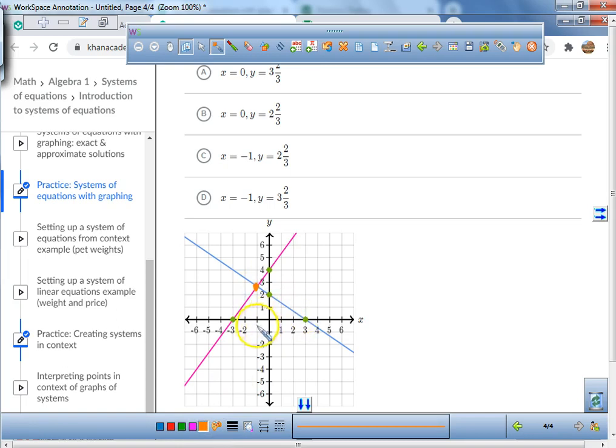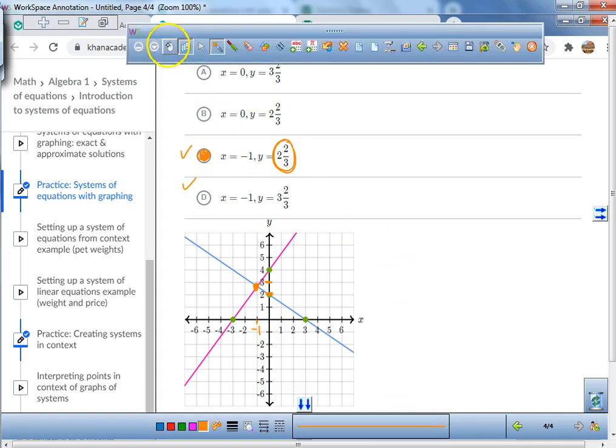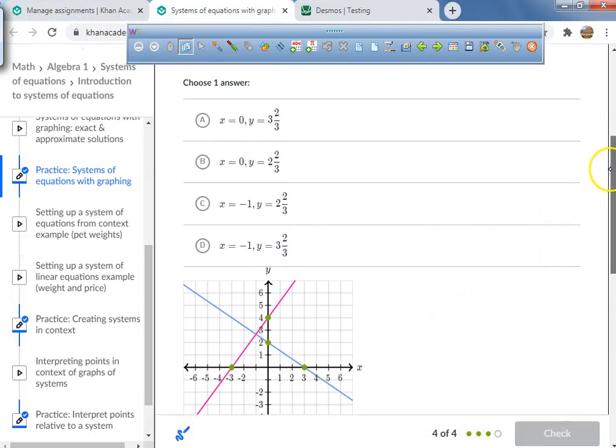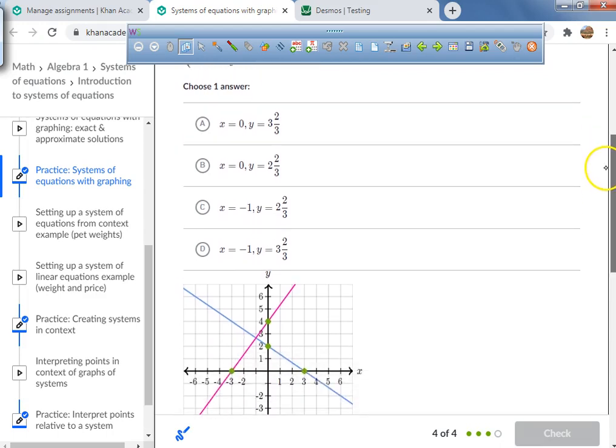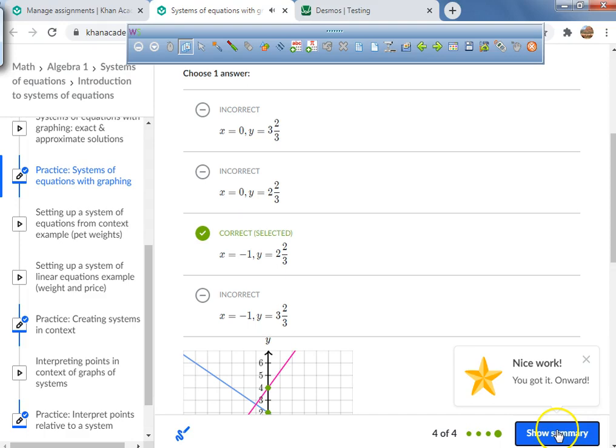All right, so it looks like right here I'm at a negative 1, which puts me on this one or this one, and it looks like I'm between a 2 and a 3. So what answer is between a 2 and a 3? Right there. So I'm going to choose C. All right, so what do you have to do on this? Plot the lines correctly, and then find your solution. And that's all you've got to do.